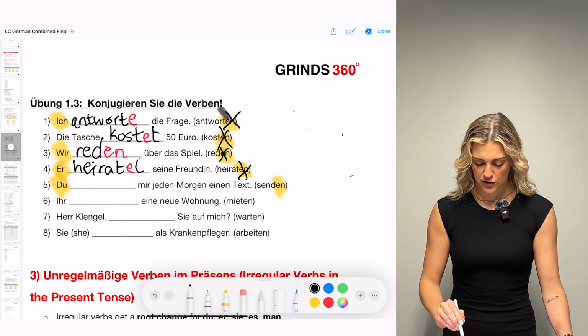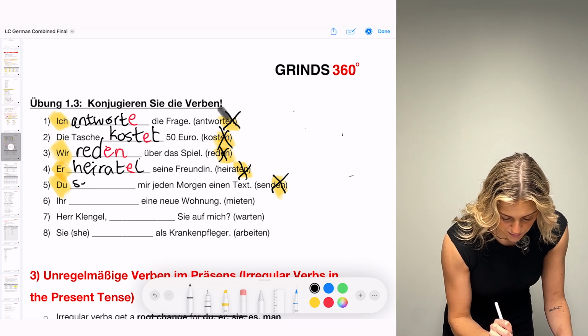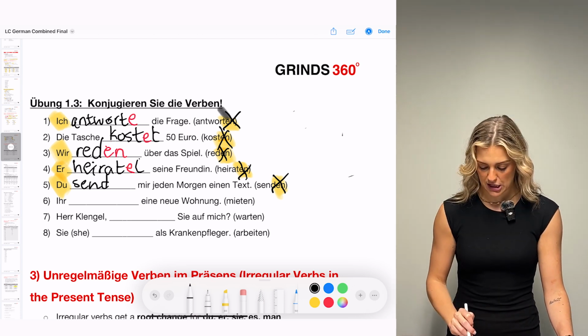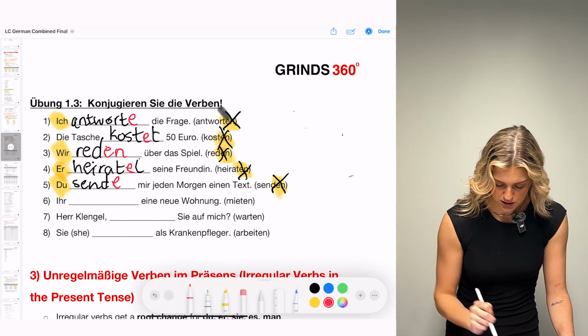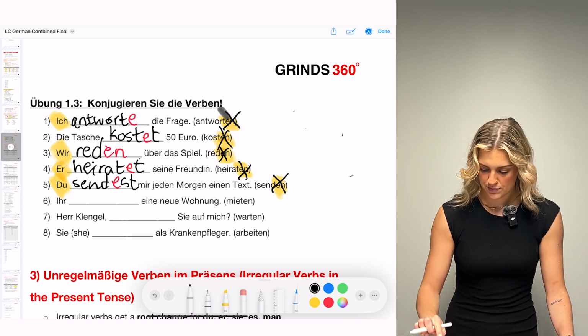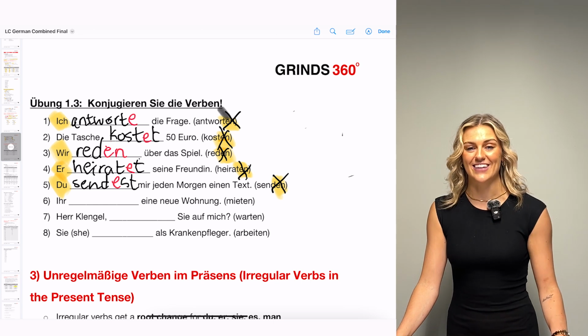So take off your en, as always. I'm left with send, okay? My ending for du is st, but before I do that, I have to add in my extra e. Du sendest. Okay? Gut. Und das war's. Okay, a bit messy, but you get the idea anyway.